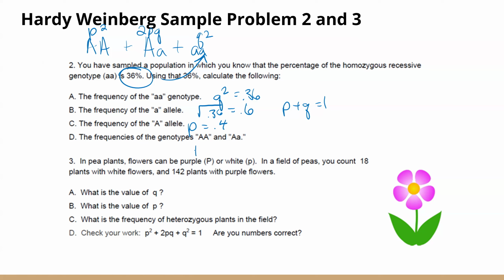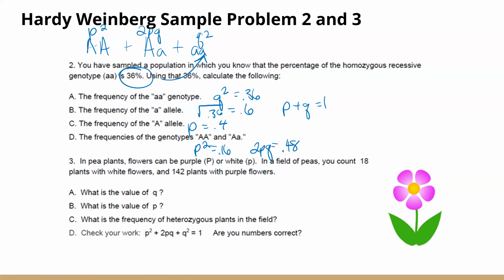This is going to be P squared, which is going to be 0.16. And if I want to know my heterozygous, that's going to be 2PQ, which is 0.48. And again, we're going through these quickly as it's just a review video.